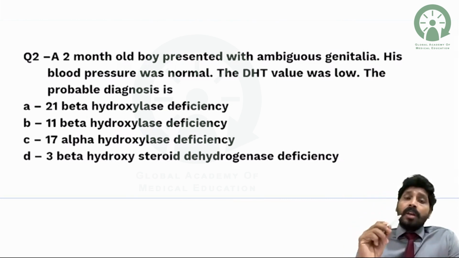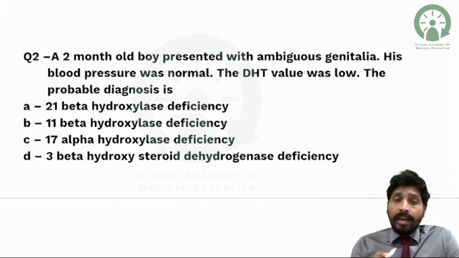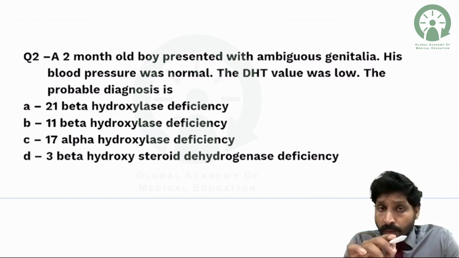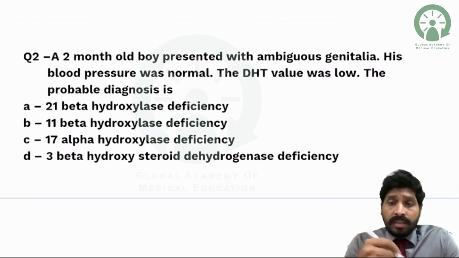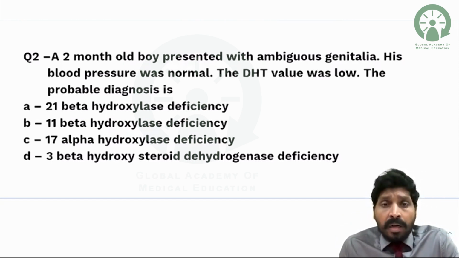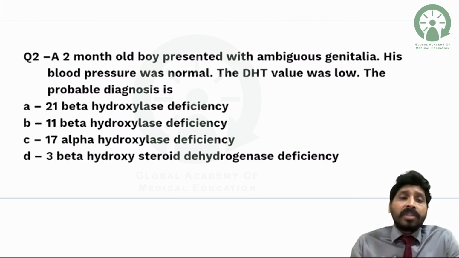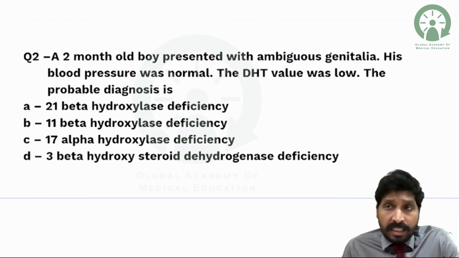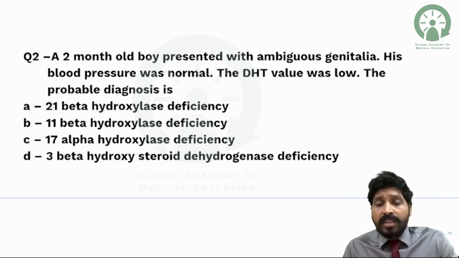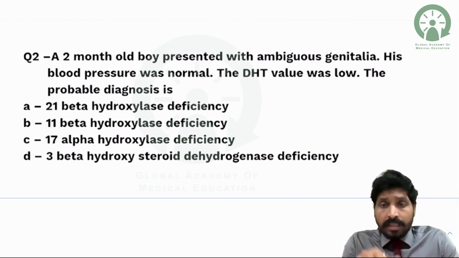Because if you read the question carefully, the answer is right there only in the stem of the question. So presented with ambiguous genitalia, because his reproductive organs are not developed. His blood pressure is normal. So the dihydroxy testosterone value is low. So the probable diagnosis is being asked. So options they have given: 21 beta hydroxylase deficiency, 11 beta hydroxylase deficiency, 17 alpha hydroxylase deficiency, 3 beta hydroxy steroid dehydrogenase deficiency. So these are all the answers they have given.